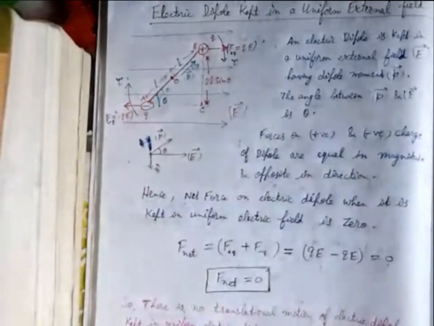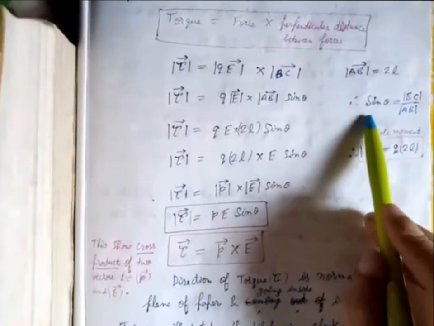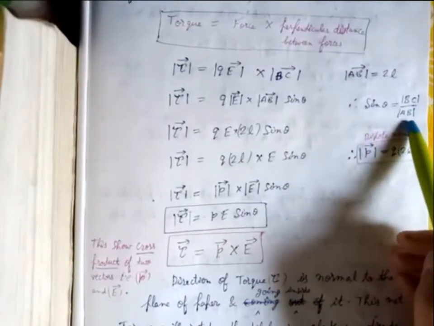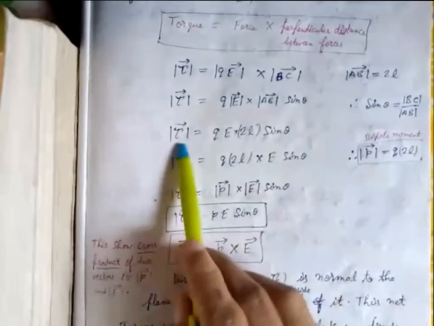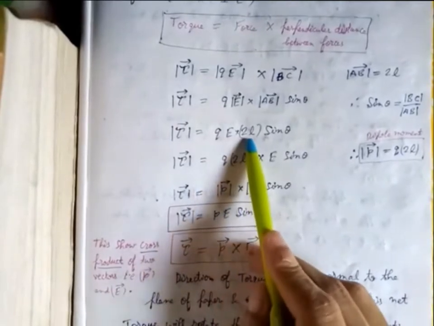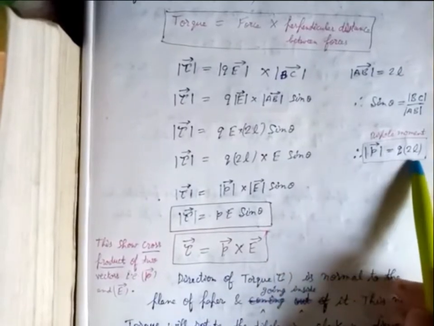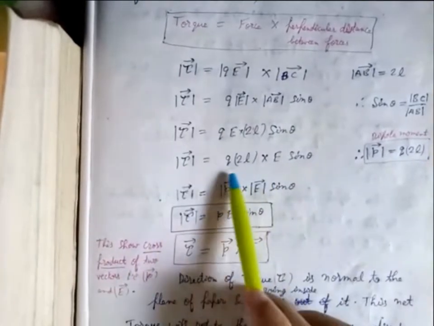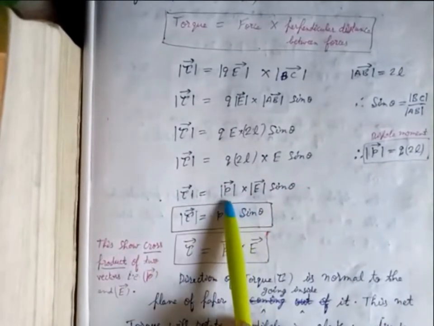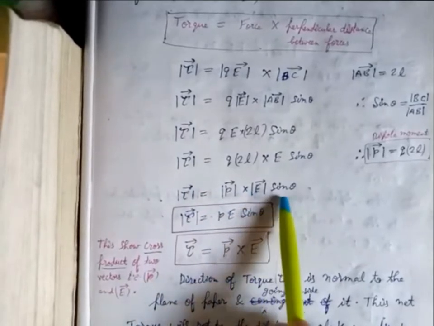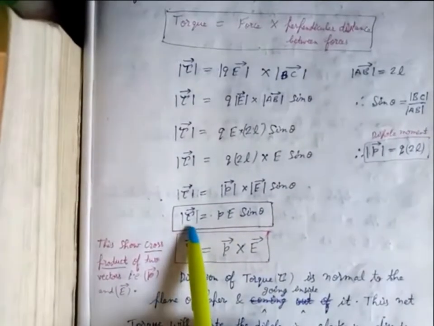The AB length is 2L. So we get sin theta as BC by AB. So BC will become AB sin theta, and torque will be Q into E into 2L sin theta. We know that the dipole moment vector is Q into 2L. So torque will be Q into 2L into E sin theta. Torque will be equal to P into E into sin theta.